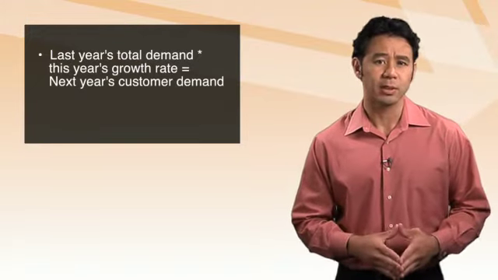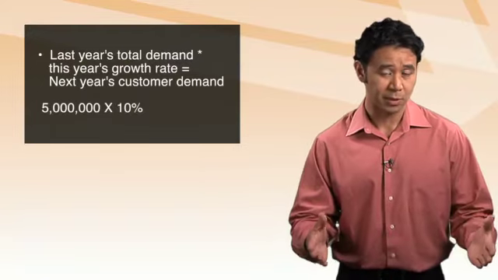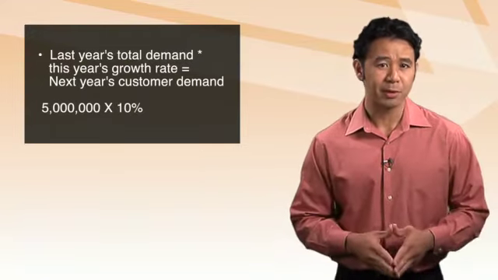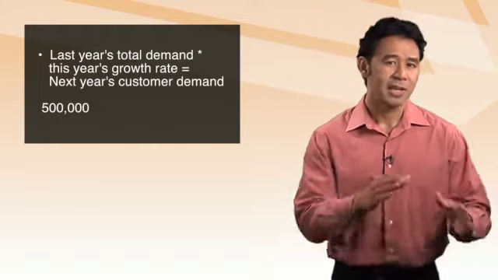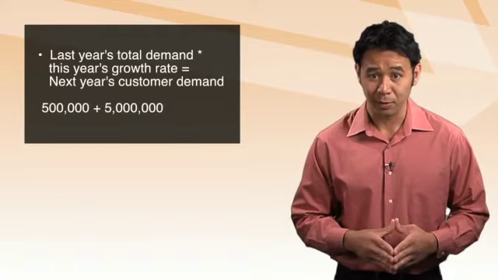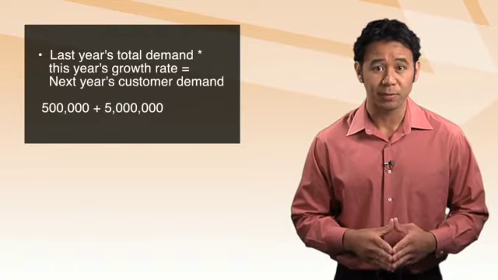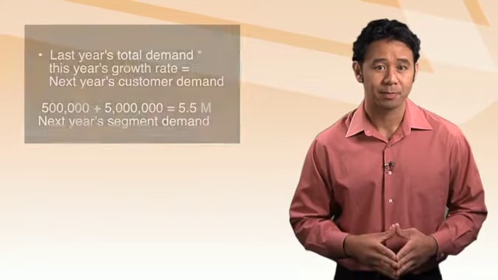Suppose last year's total industry unit demand is 5 million units and the segment growth rate is 10%. Multiply 5 million by 10% and you get 500,000. Take that number, add it to the original total unit industry demand of 5 million, and you get the total segment demand for the upcoming round, which will be 5.5 million units.